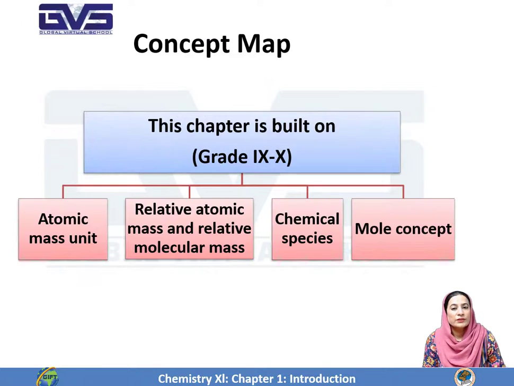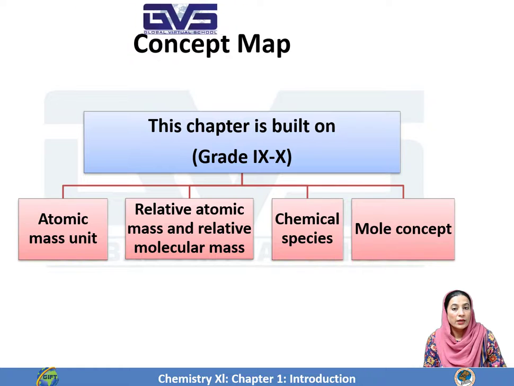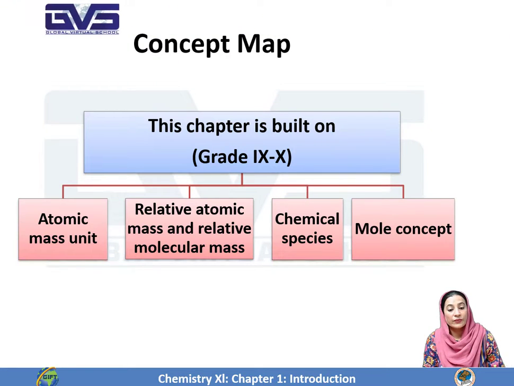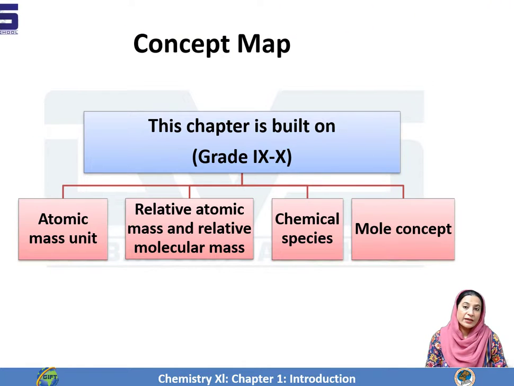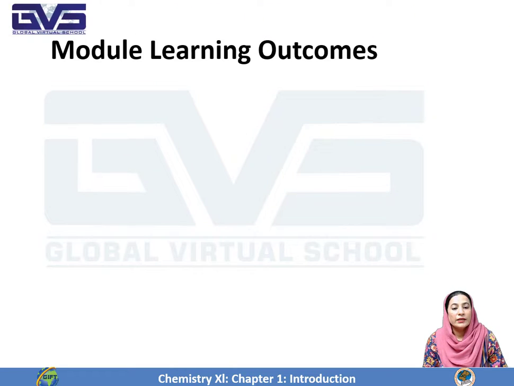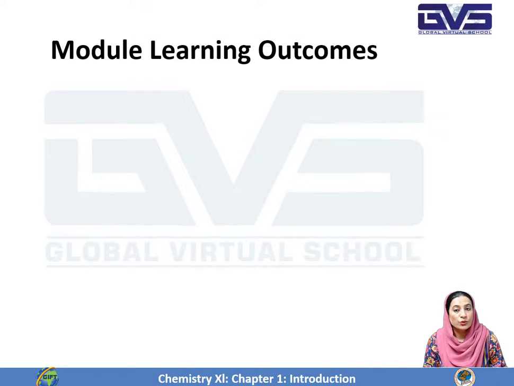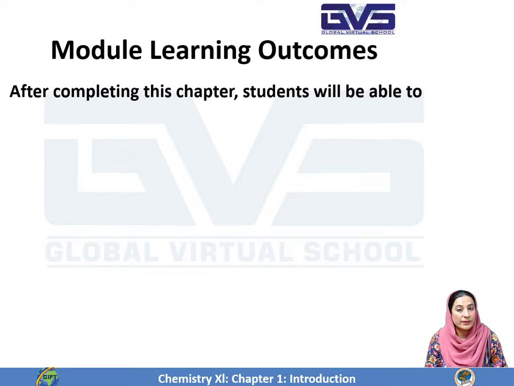Actually, these topics you have already discussed in your previous grades, 9th and 10th, like atomic mass units, relative atomic mass, relative molecular mass, chemical species, and the mole concept. But in this chapter, we will now discuss these topics in detail. And this is the module, or you can say the chapter, learning outcomes. So what are your module learning outcomes for the first chapter, stoichiometry?